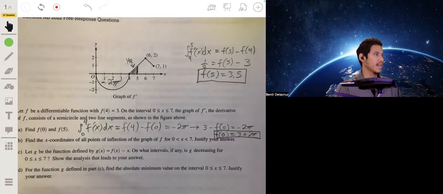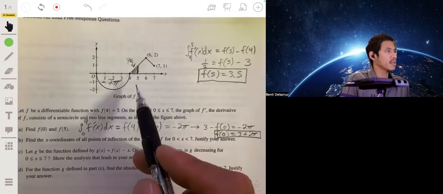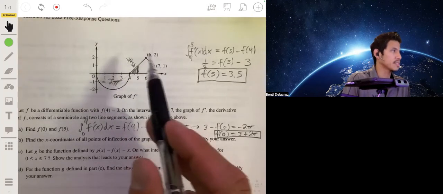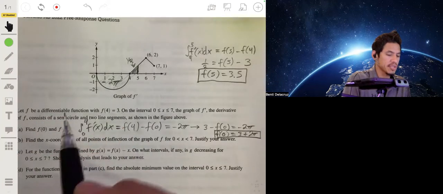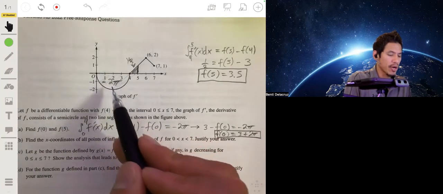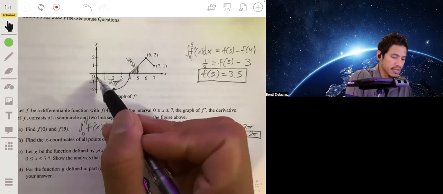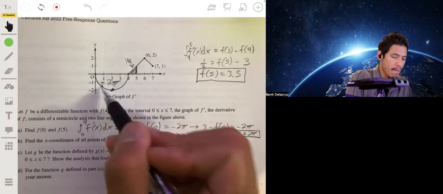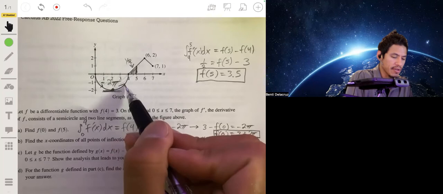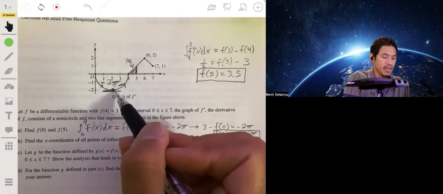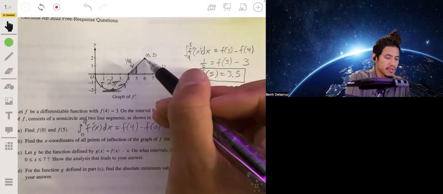For that, we like to look at the second derivative. Here we're given a graph of the first derivative, so we want to look at the derivative of this graph. One way to think about this is to look at where the graph changes from increasing to decreasing or decreasing to increasing. The graph is decreasing up to 2, then it increases after that. So we have an inflection point at 2, and it keeps increasing up until 6.